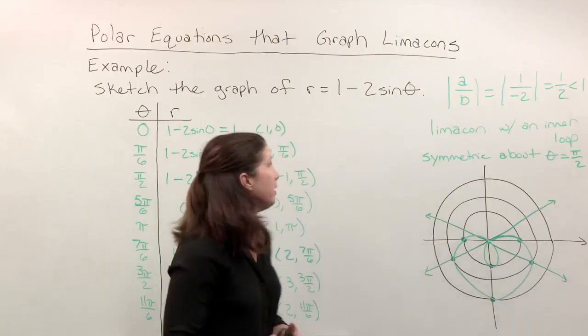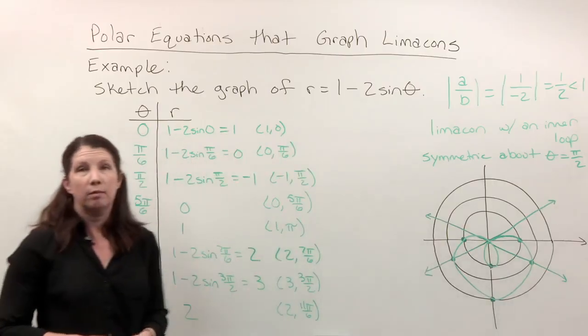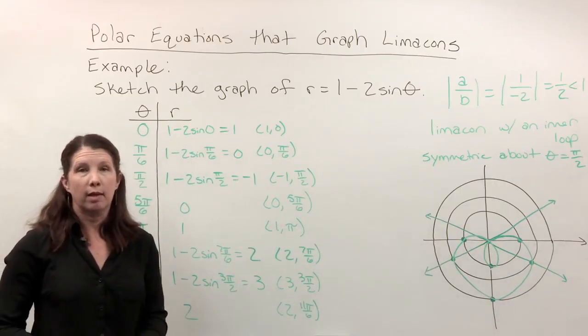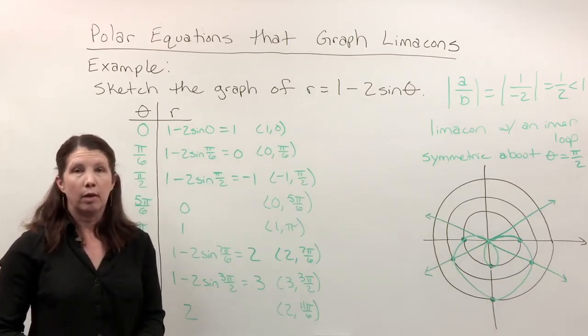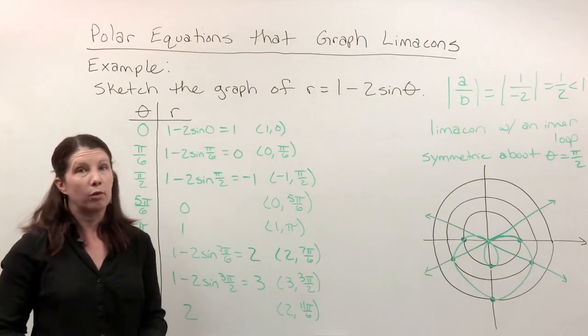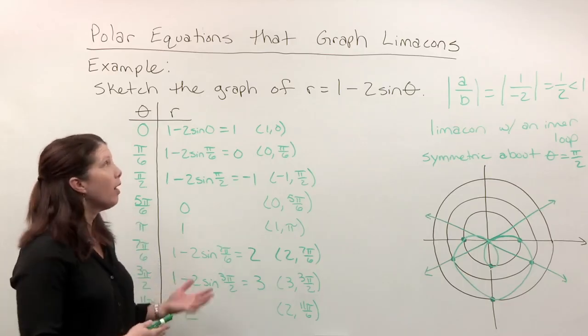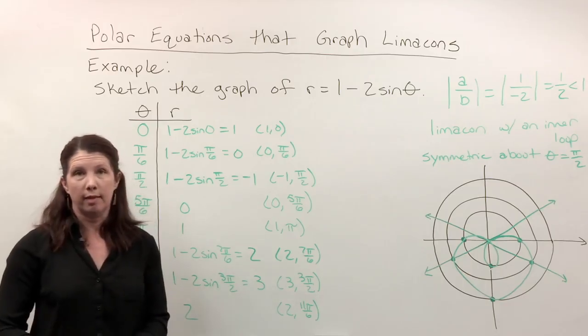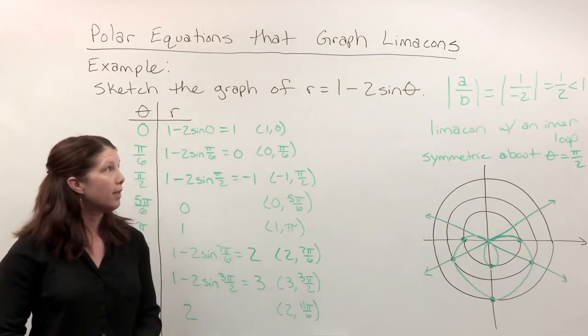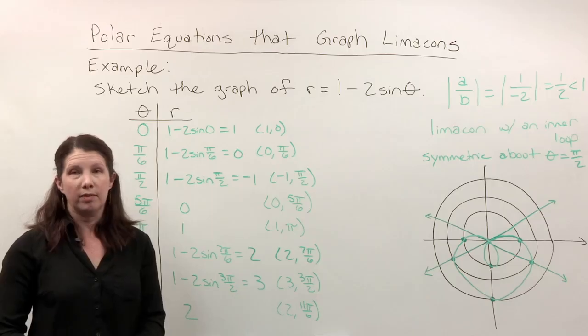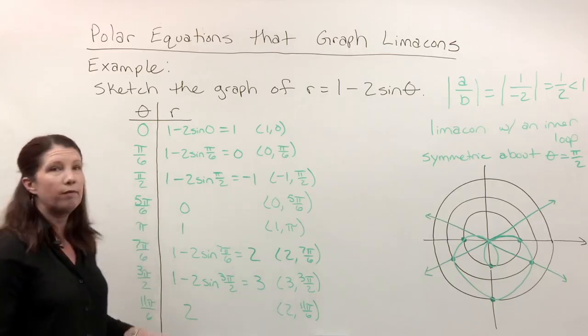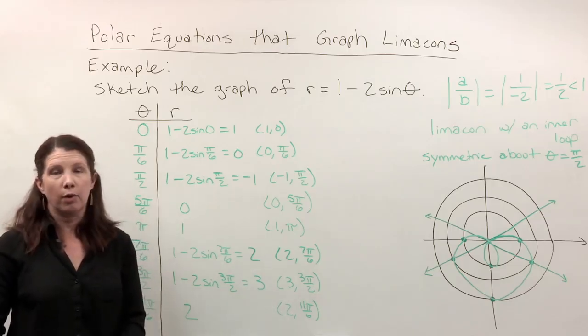If the graph happens to be a different type of limacon, such as a cardioid or a limacon that has a dimple, or one that has neither an inner loop nor a dimple, the process of graphing is exactly the same. So once you've identified the type of limacon and the type of symmetry, then it's just a matter of finding enough points to plot to draw the graph.